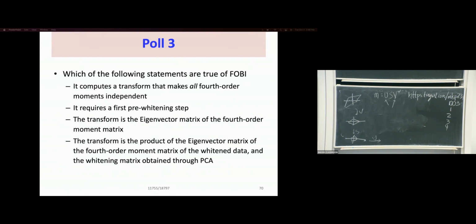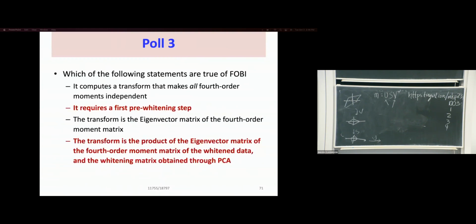Okay, so I'll just say it. The first one, it computes the transform makes all fourth order moments independent. No, just a subset of them are independent. The second one, it requires a first pre-whitening step. That is correct. That whitening is those two you see that I drew there. And the transform is the eigenvector matrix of the fourth order moment matrix. No, it's a bit more involved. It's the last one. The transform is the product of the eigenvector matrix of the fourth order moment matrix of the whitened data. Yeah. So the last one is correct.